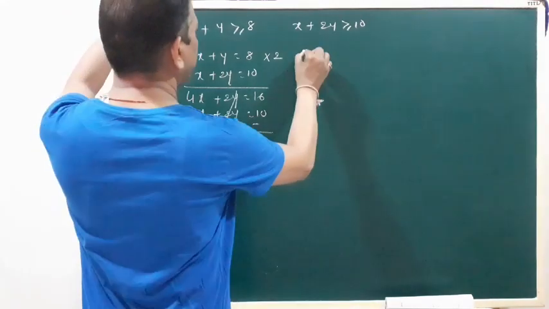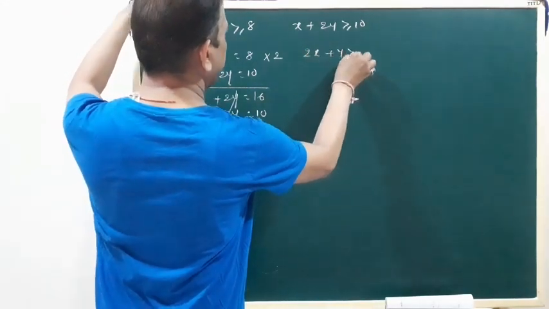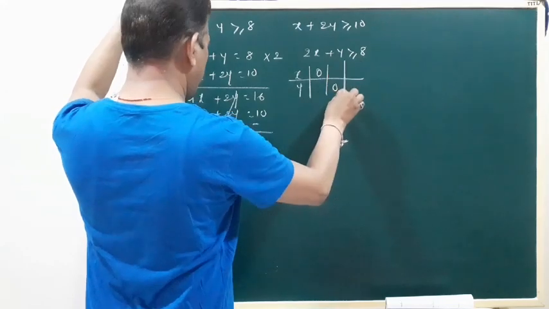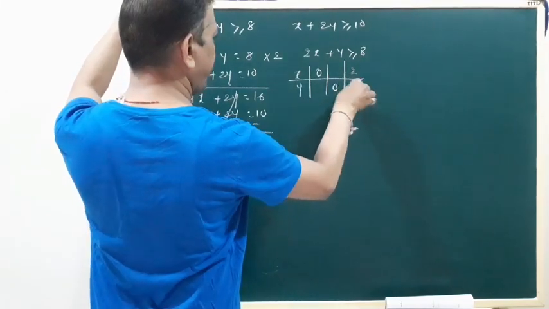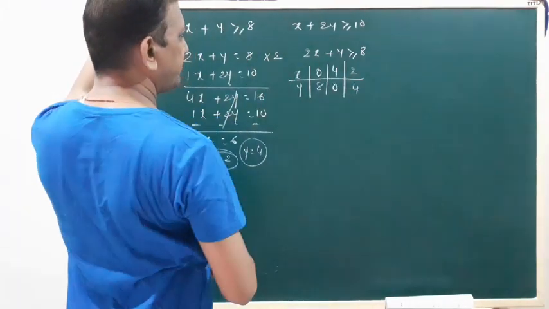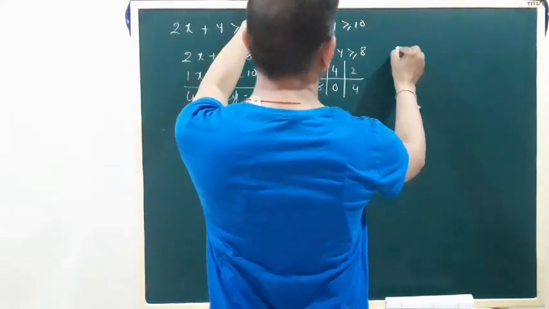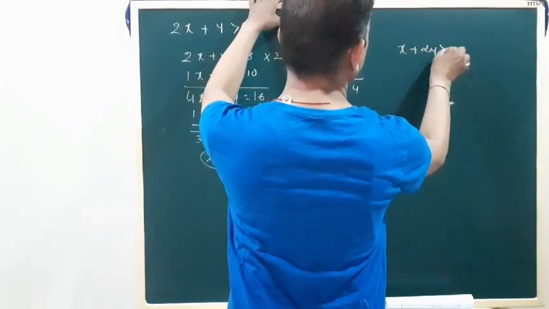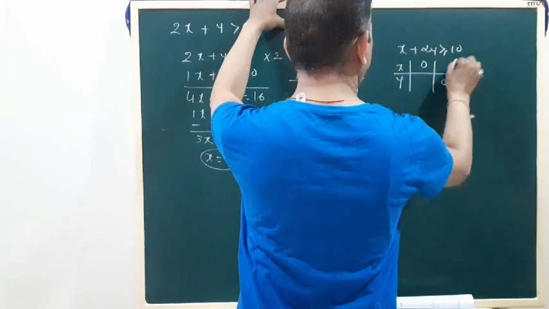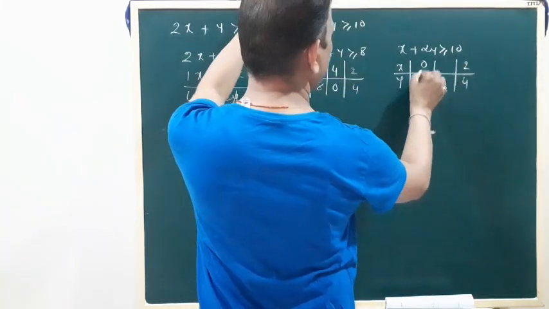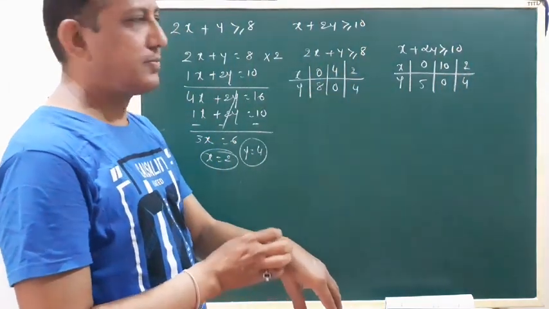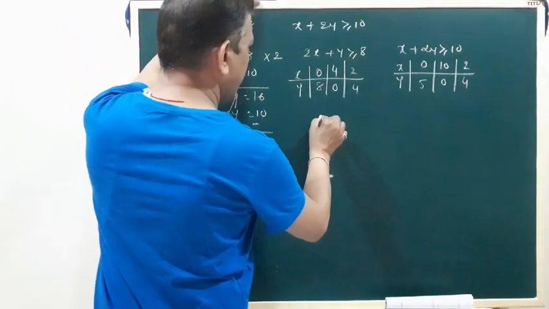Now prepare your table. For 2x plus y greater than or equal to 8, the intersection point is 2, 4. Put x equal to 0, so y is 8, and y equal to 0, x is 4. Now the second equation, x plus 2y greater than or equal to 10. Common value 2, 4. x equal to 0, 2y equal to 10, y is 5; y equal to 0, x is 10. Clear? Okay. Now we draw the graph.